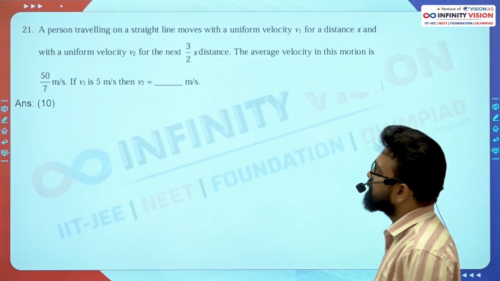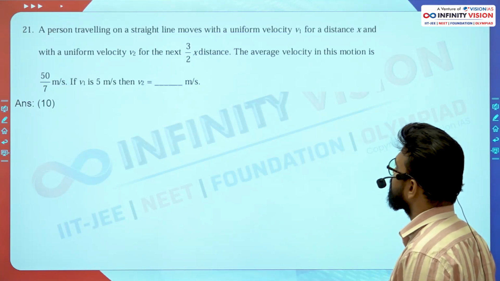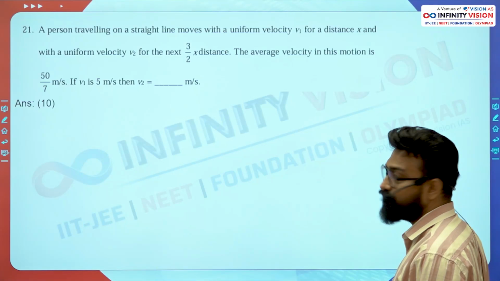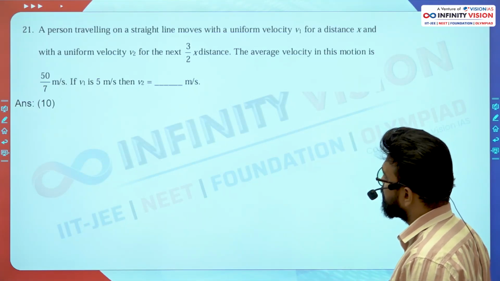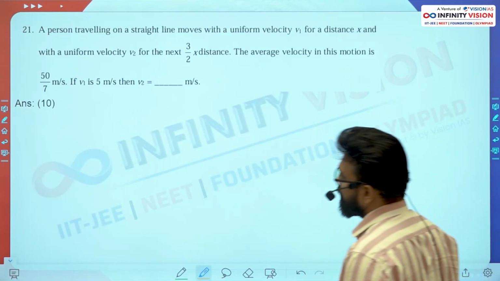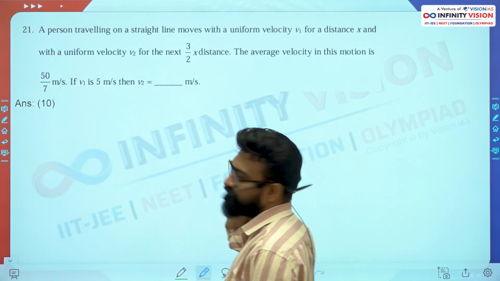Next, a person travels on a straight line, moving with a uniform velocity v1 for the distance x and with uniform velocity v2 for the next 3x by 2 distance. The average velocity in the motion is 50 by 7. v1 is also given to you, so we need to find out v2.